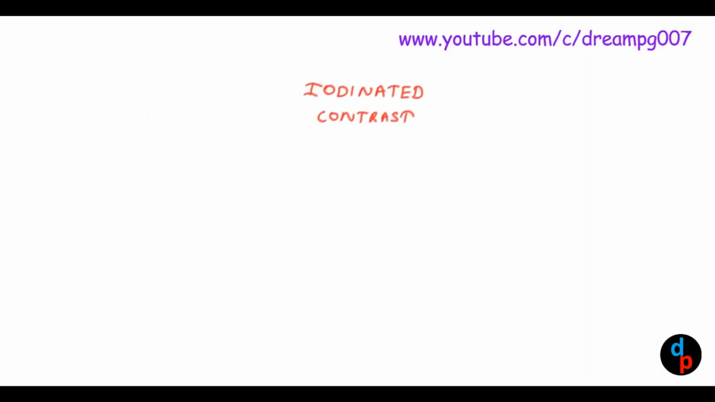Hello friends, today we will discuss about iodinated contrast. This contrast material has iodine in it. Iodine is a radio-opaque substance. Thus, it helps in better image formation. There are two types of iodinated contrast, ionic and non-ionic.